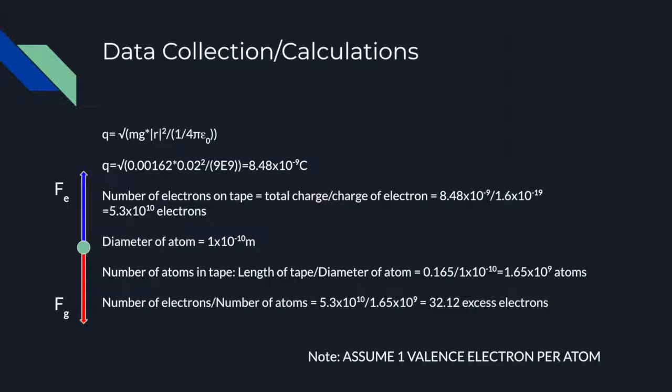And while being given the diameter of the atom, 1 times 10 to the negative 10 meters, we are able to find the number of atoms in the tape by dividing the length of the tape by the diameter of the atom. And this value comes out to be 1.65 times 10 to the 9 atoms. To find the ratio of electrons to the number of atoms, we divided the number of electrons by the number of atoms, and this comes out to be 32.12 excess electrons. We are able to make this calculation by assuming that there is one valence electron per atom.